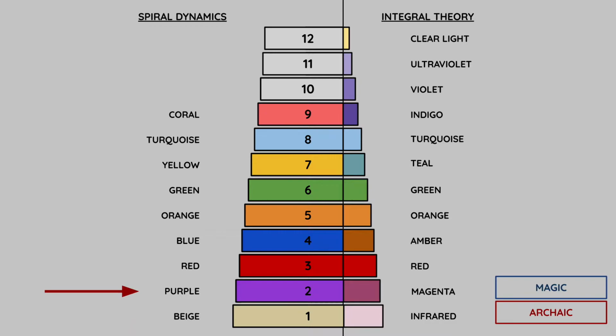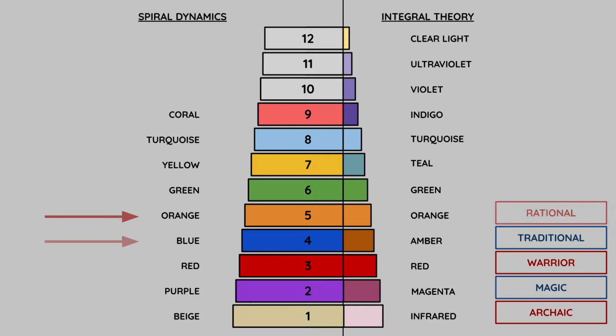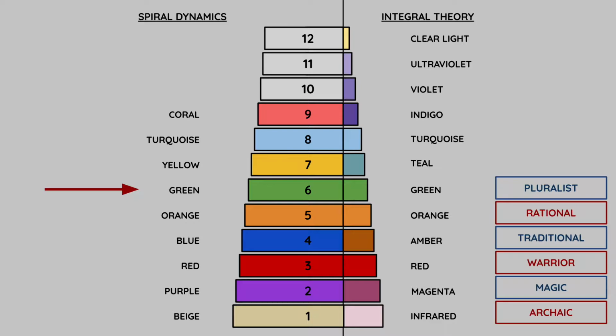So the departure from green spells an entry into a very new way of looking at the world. All of the previous stages, from beige archaic, magical purple, red warrior, traditional blue, rational orange, and pluralist or relativist green, postmodern, were all in a category which I think Don Beck is probably the person who first called the first tier.